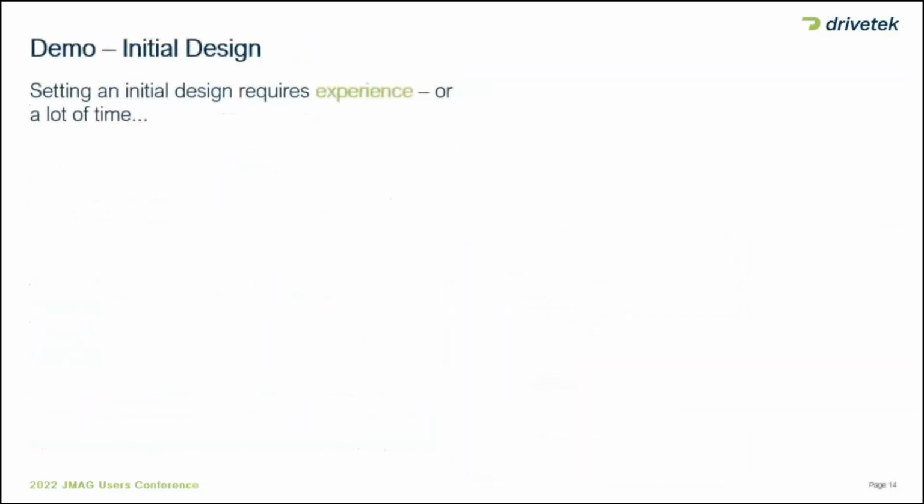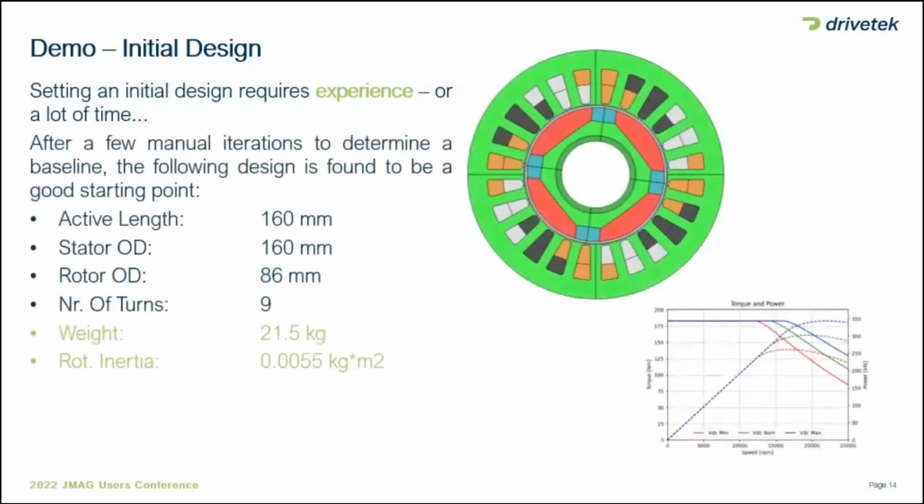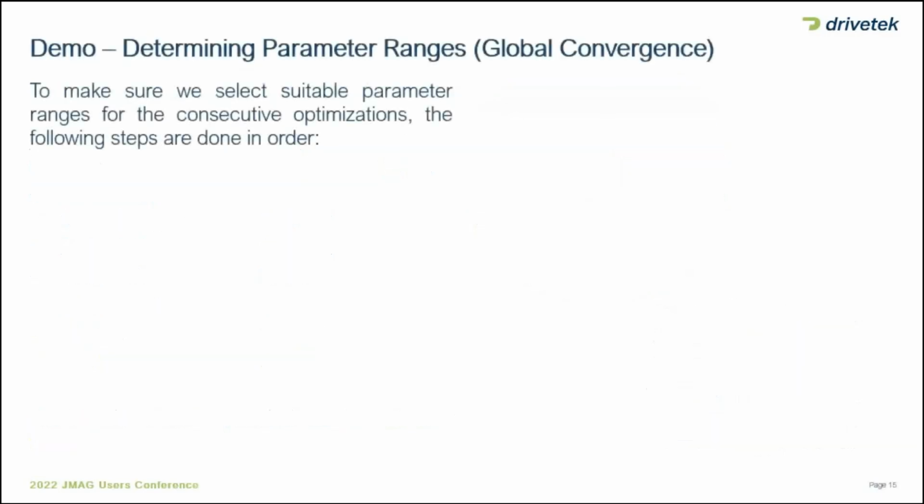Okay, so as mentioned before, setting the initial design requires experience, or it requires a lot of time, one of both. After we did our manual iterations, finding a suitable starting point, maybe together with our systems engineer and our mechanical engineer, we determined the following baseline is good to go, and we start the optimization procedure. Are those dimensions we set initially already optimal? Most probably not. So how do we determine parameter ranges for our optimization?